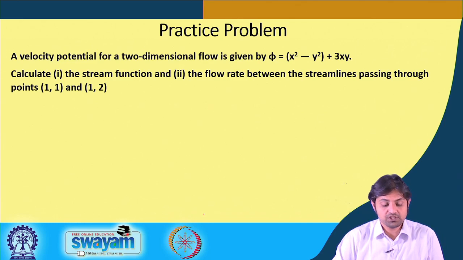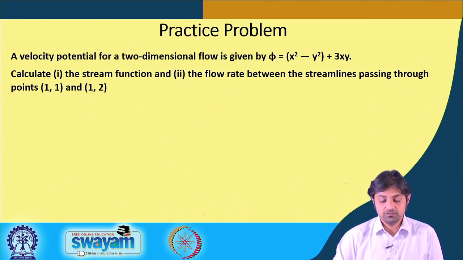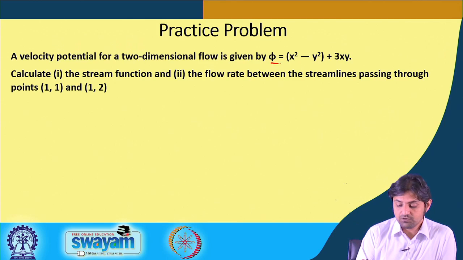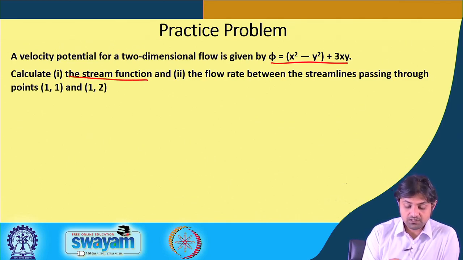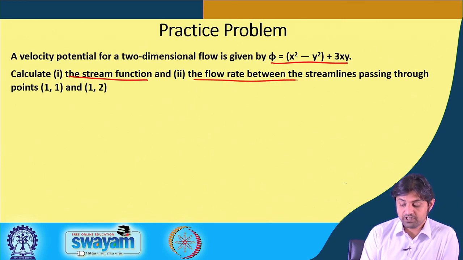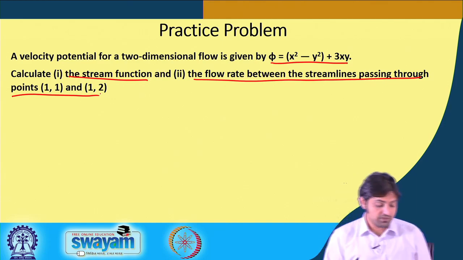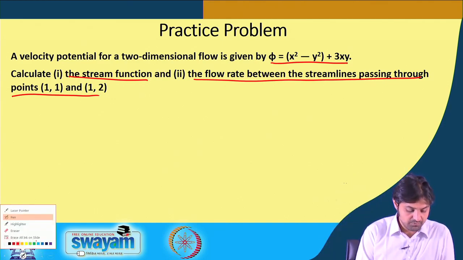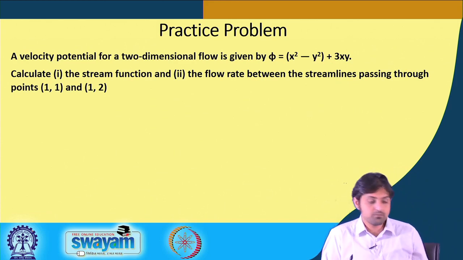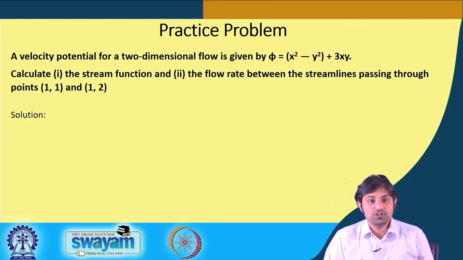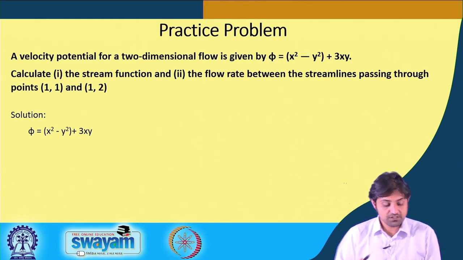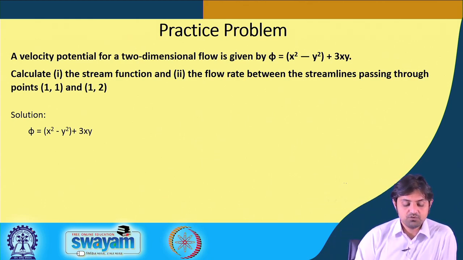There is a velocity potential for two-dimensional flow, which is given by phi is equal to x square minus y square plus 3xy. First, we have to calculate the stream function, and then we have to calculate the flow rate between the streamlines passing through the points (1, 1) and (1, 2). This question will clarify all your doubts, and it is very simple to calculate. So, we can look at the solution. First we write what is given to us: phi is equal to x square minus y square plus 3xy.